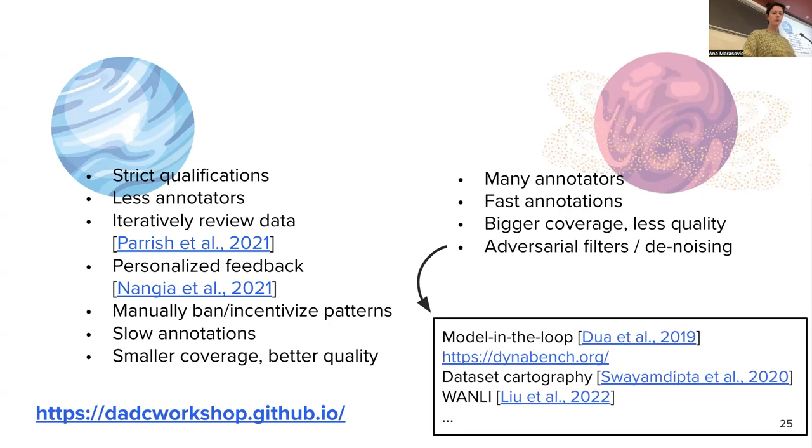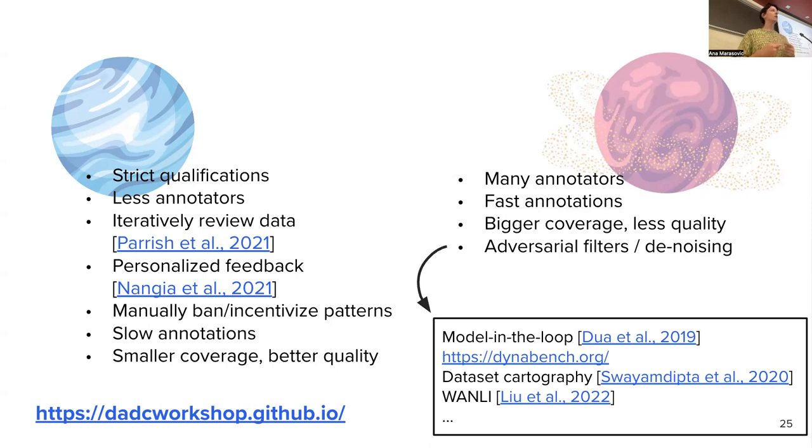So here are some examples of that. Model in the loop means that while your annotators are creating the data, you have the best model you have right now. And you are instructing your annotators to produce examples where this model will be incorrect. So they are adversarial to this model. They're trying to find hard examples for that specific state of the art. The issue here that has been highlighted is that this makes the annotation process a bit artificial.